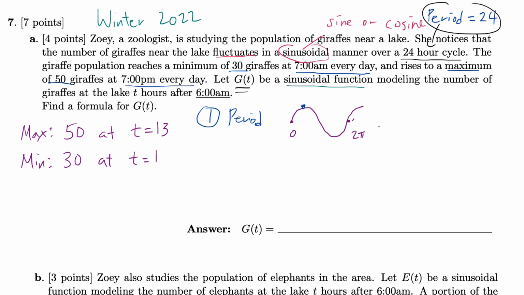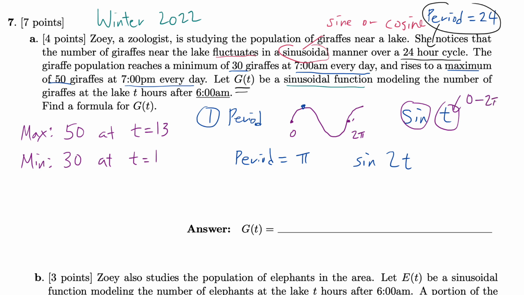If the period is 2 pi, you're going to have something like sine of x, or I guess here the input is t. And what if the period changes? If the period equals pi, then you want something like sine of 2t. And the reason you want 2 times t is because the sine starts repeating when t goes from 0 to 2 pi.